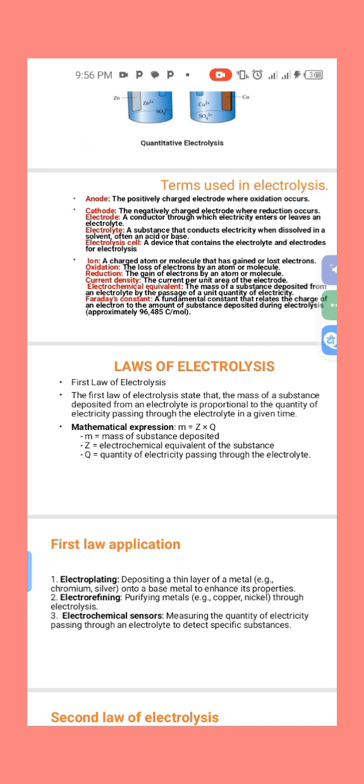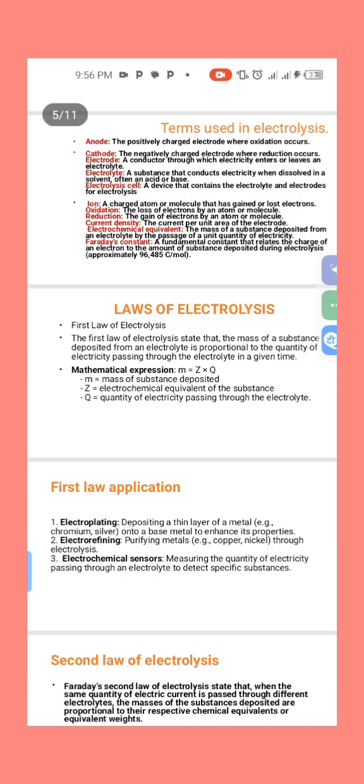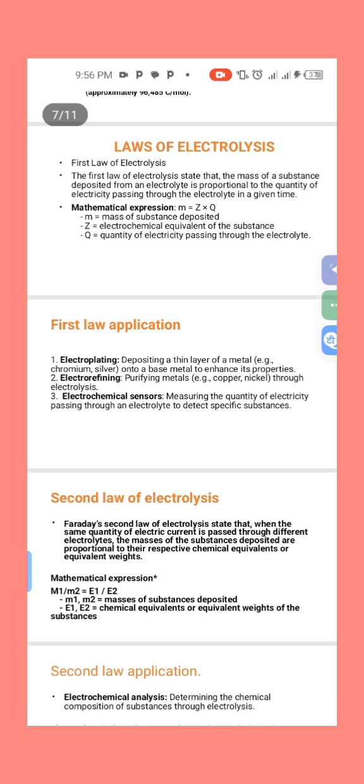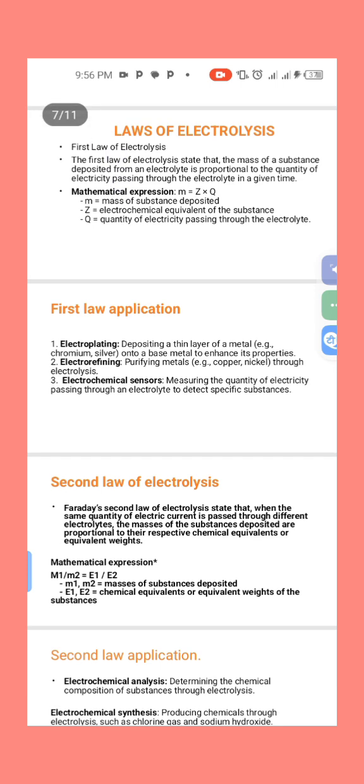The first law states that the mass of a substance deposited from an electrolyte is proportional to the quantity of electricity passing through the electrolyte in a given time. This formula will be proven soon after this explanation. The M in the formula stands for the mass of the substance deposited. The Z stands for the electrochemical equivalent of the substance, and the Q stands for the quantity of electricity passing through the electrolyte. What are the applications of the first law? It is used for electroplating, electrorefining, and electrochemical sensors.